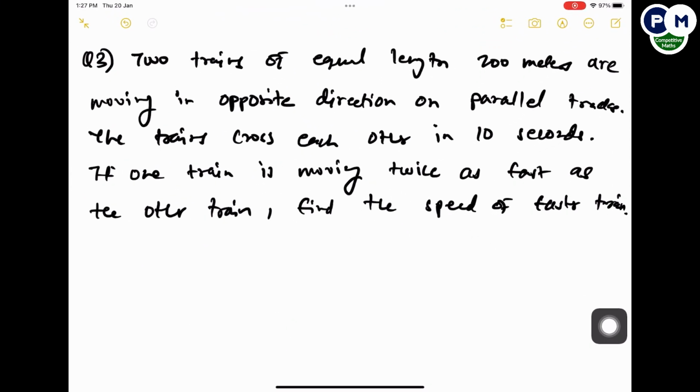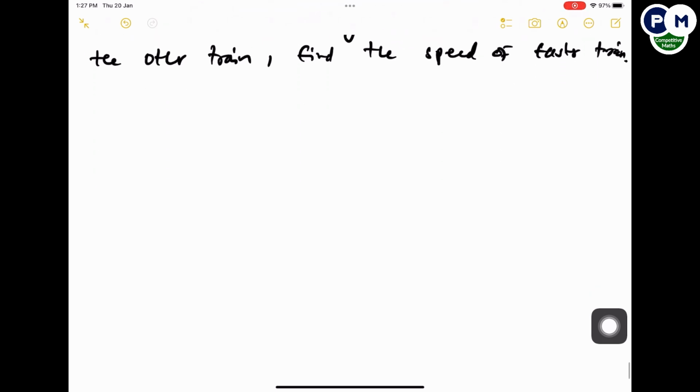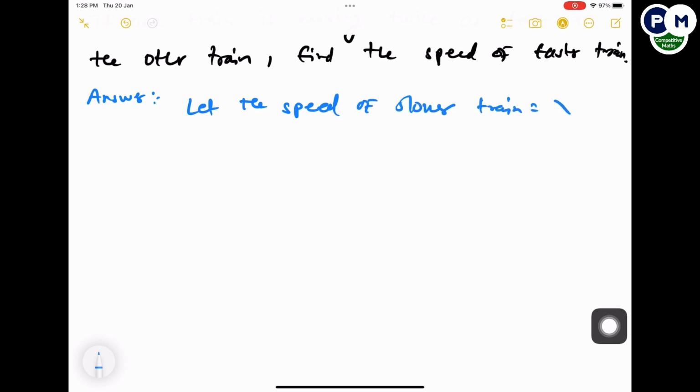Two trains of equal length, 200 meters, are moving in opposite directions on parallel tracks. The trains cross each other in 10 seconds. If one train is moving twice as fast as the other train, find the speed of the faster train. Here is an answer with explanation.